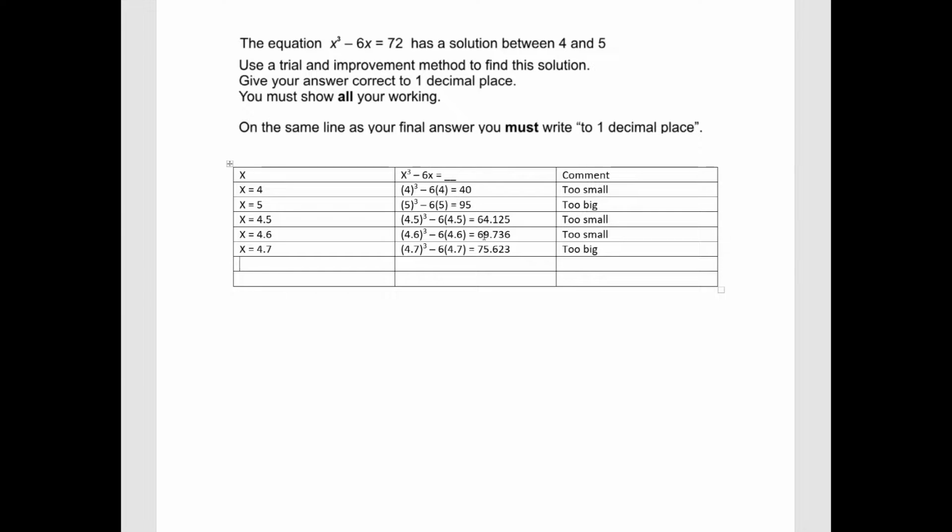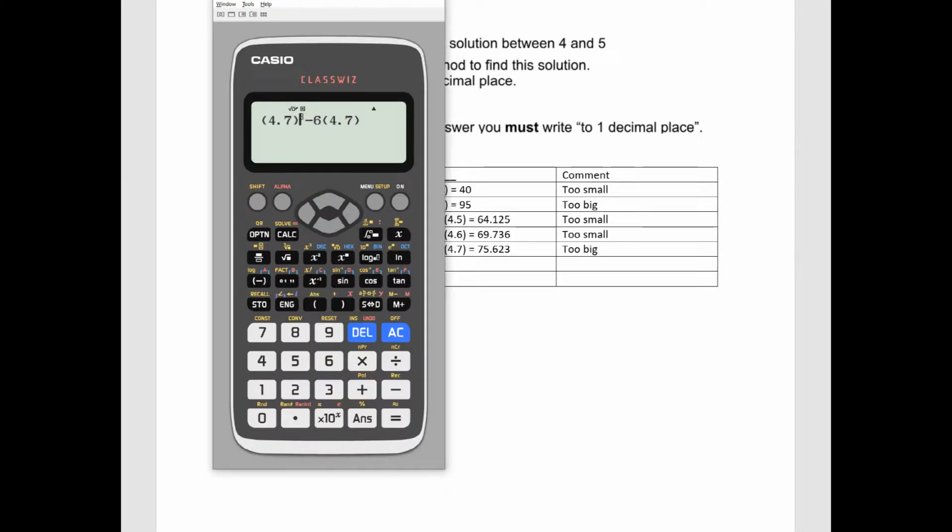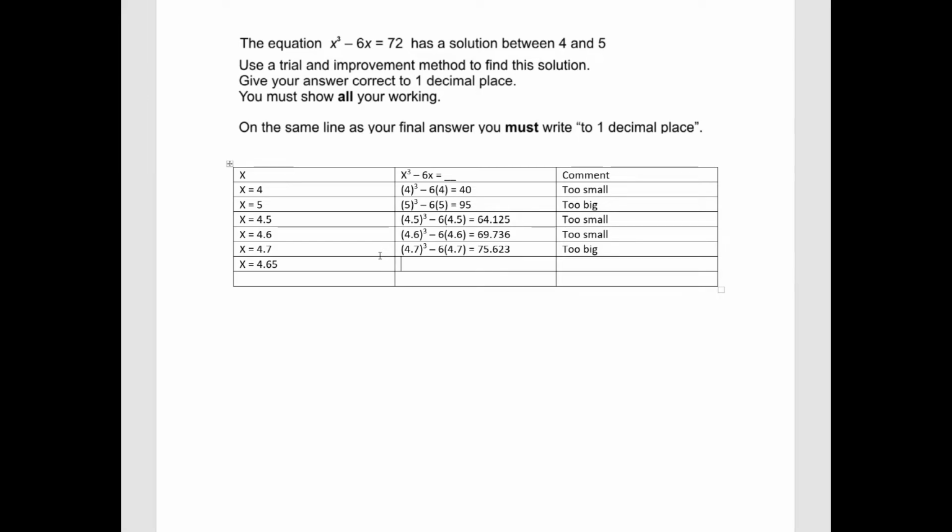So that means I should logically try x equals 4.75 because I've now gone between too small and too big again. That's 72.644625, which is too big. So because 4.65 is too big, we choose the answer x equals 4.6 as our solution. We round down. So I say x is 4.6 to 1 dp.